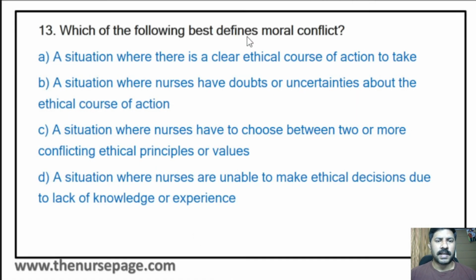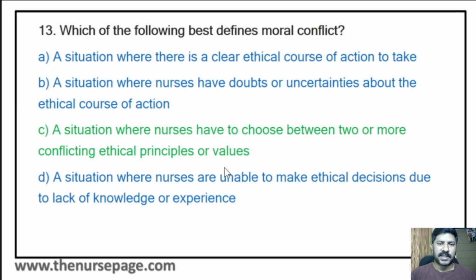Which of the following best defines moral conflict? A situation where there is a clear ethical course of action to take, a situation where nurses have doubts or uncertainty about the ethical course of action, a situation where nurses have to choose between two or more conflicting ethical principles or values, a situation where nurses are unable to make ethical decisions due to lack of knowledge or experience. So from this you can easily find it out. Moral conflict means a situation where nurses have to choose between two or more conflicting ethical principles or values.